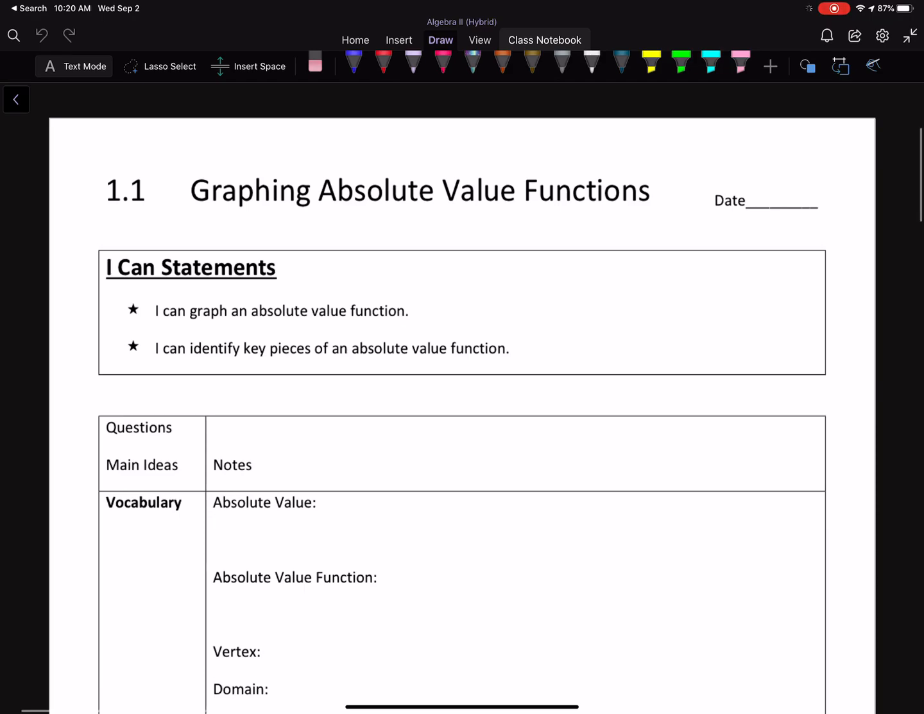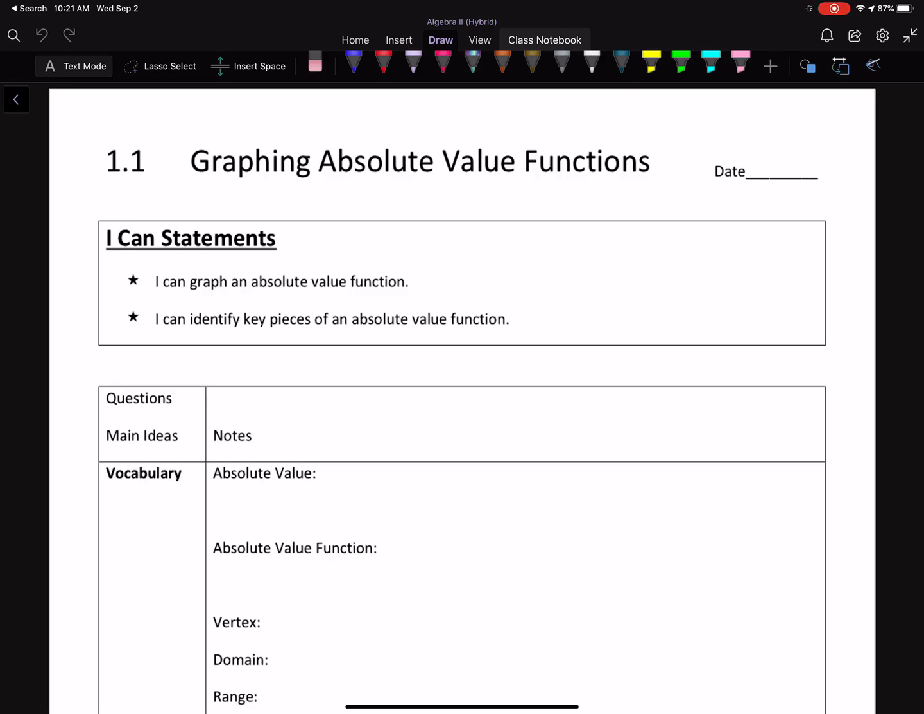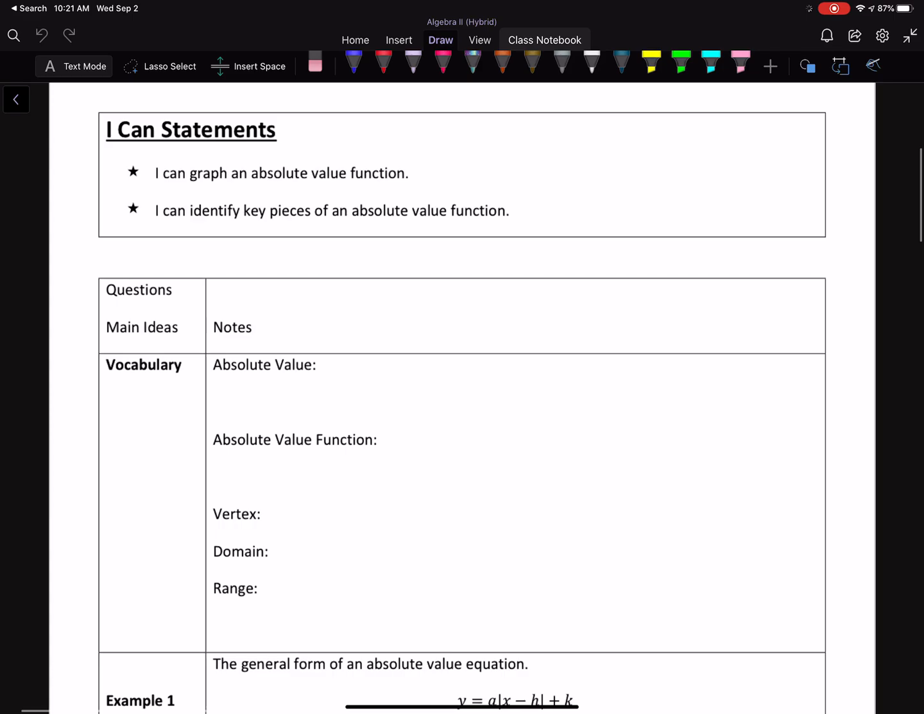You'll notice the notes look a little different if you had me before in class. We tried to do a little more of a Cornell note style. So just off to the left here, just a little note. Anytime you have questions or you want to remind yourself of something, put them over here. Everything else will fill in over on the right side.